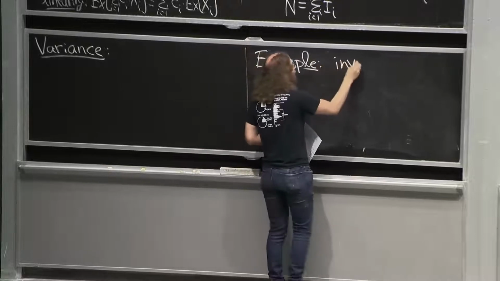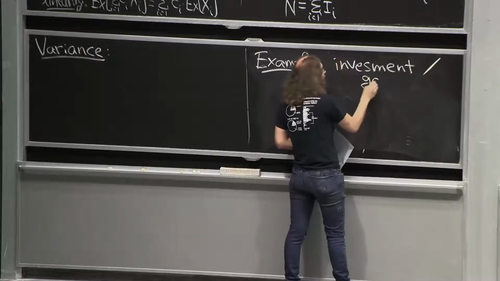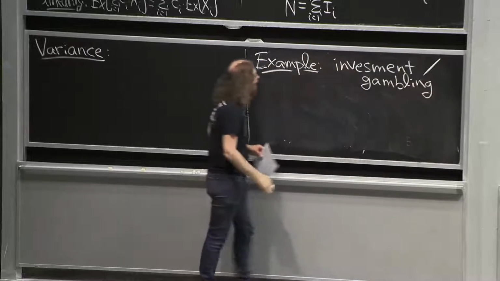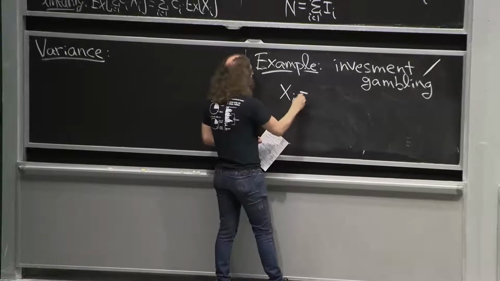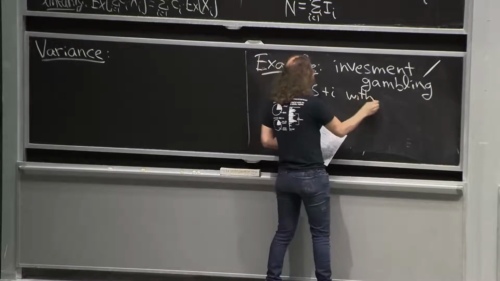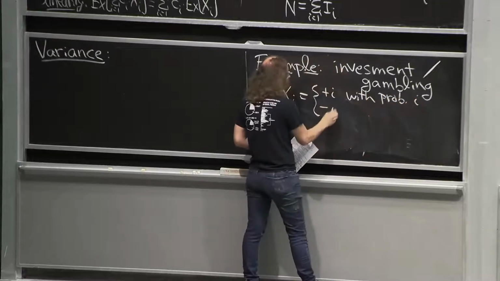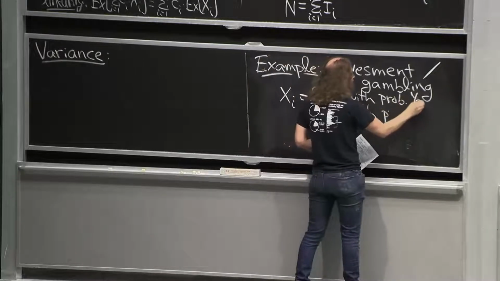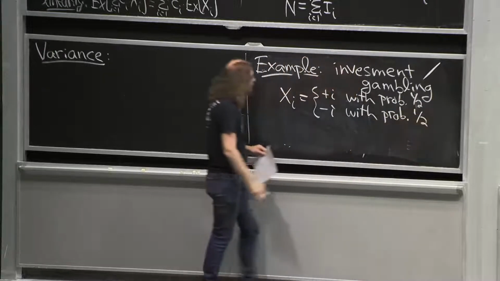is investment, AKA gambling. Sorry for the dig. But let's consider an investment process, Xi, which is plus i with probability a half. It's going to be a generalized version of the one I just did. And minus i with probability 1/2.